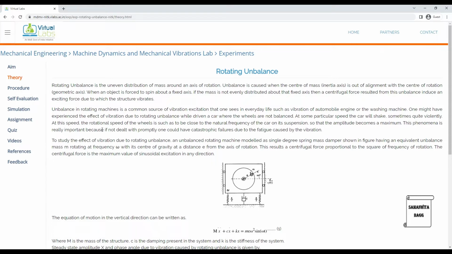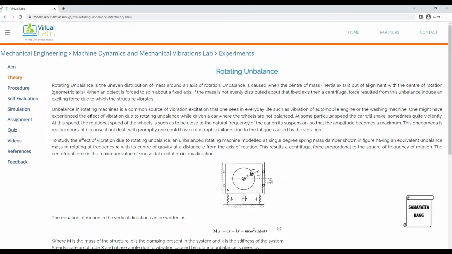At this speed, the rotational speed of the wheels is close to the natural frequency of the car on its suspension, so that the amplitude becomes a maximum. So when the rotational speed of the wheels is equal to the natural frequency of the car suspension, the car can start shaking very violently. That is, resonance occurs.